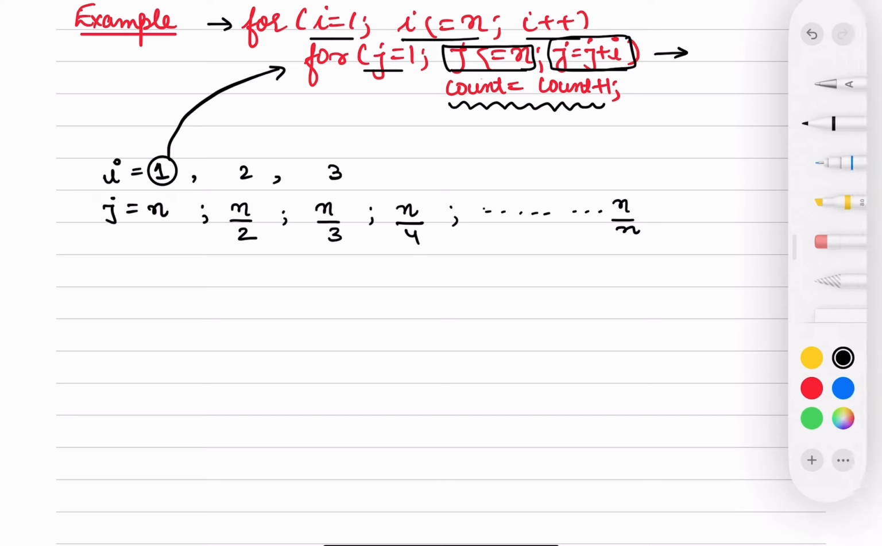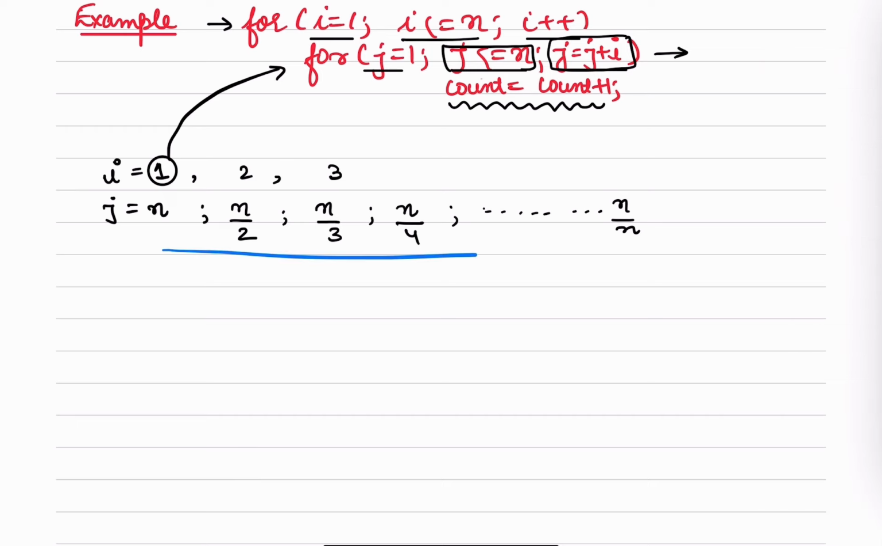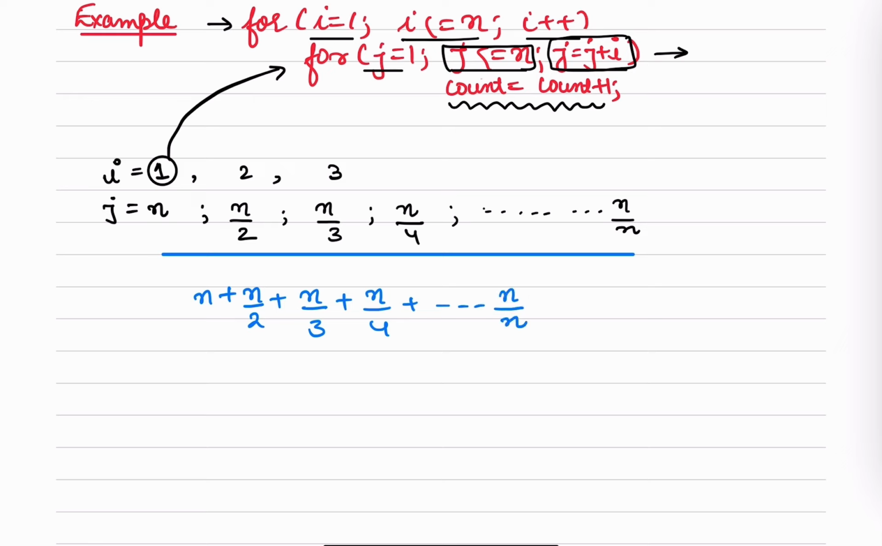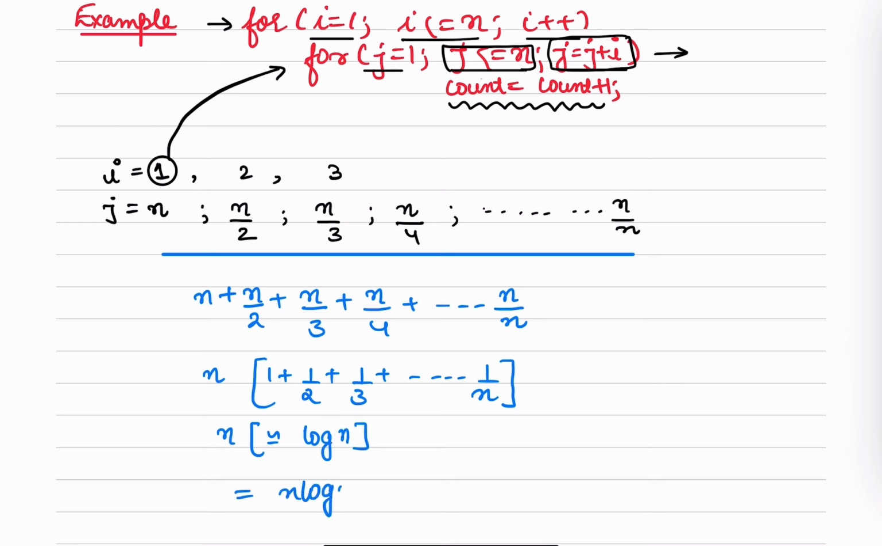What you have to do next is calculate how many times this series is getting executed. That is nothing but n plus n by 2 plus n by 3 plus n by 4 and so on till n by n. If you take n as common, 1 plus 1 by 2 plus 1 by 3 and so on till 1 by n. And we take this as an approximation of log n, right? So this becomes time complexity of n log n. This is how we calculate time complexity. Hope you understand this video.